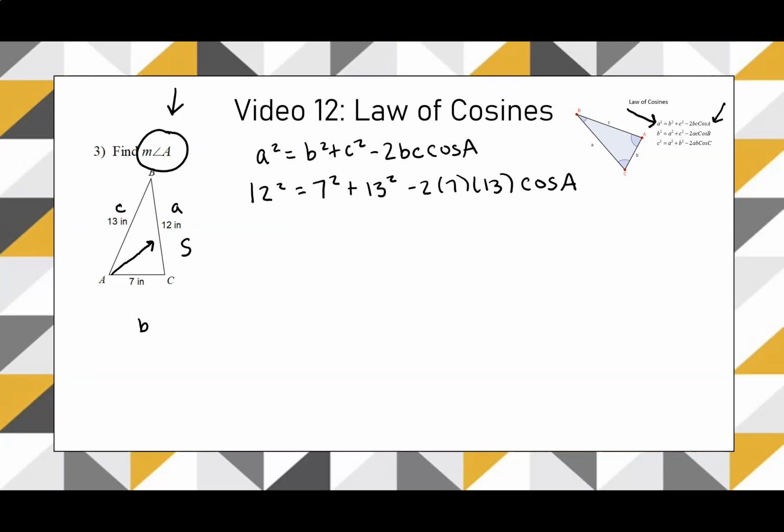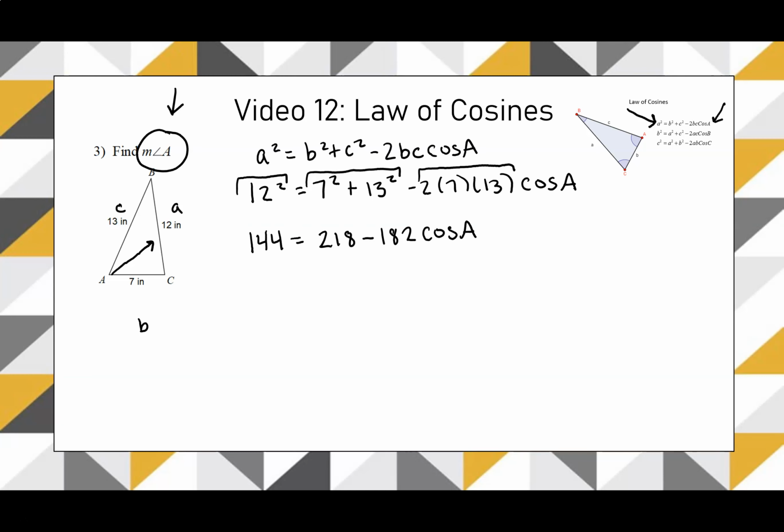All right. Now, I highly recommend doing the following. I'd like you to get the answer for this, then the answer for this, and then the answer for this. So obviously 12 squared is going to give me 144. I do the 7 squared plus 13 squared in my calculator, and I get 218. Then I do the 2 times 7 times 13 in my calculator. Make sure you get the minus down there. And I get a 182. That's going to be cosine A.